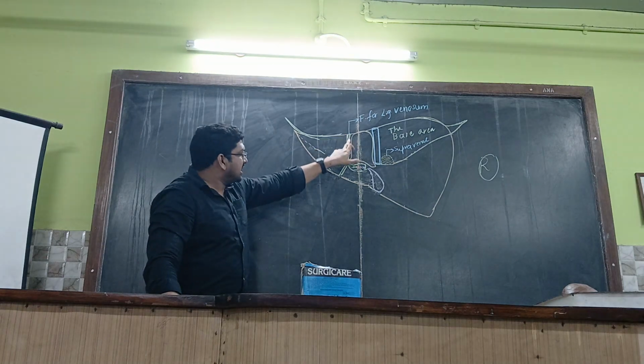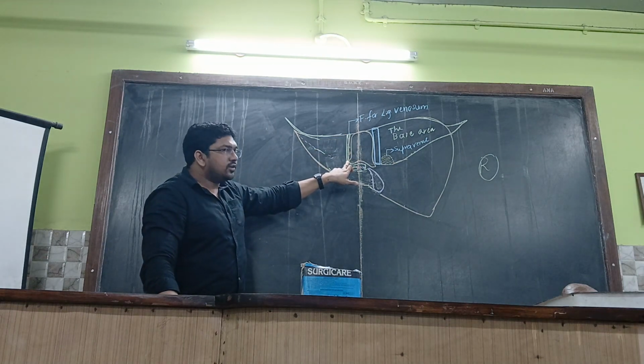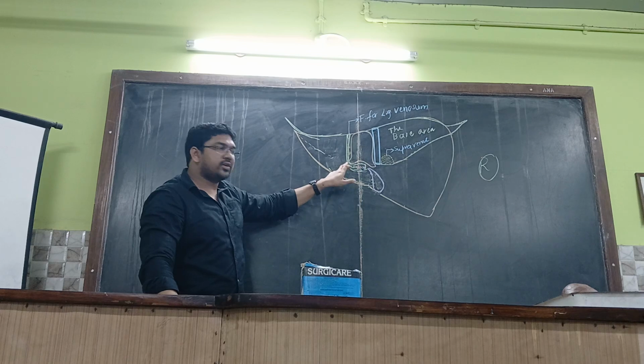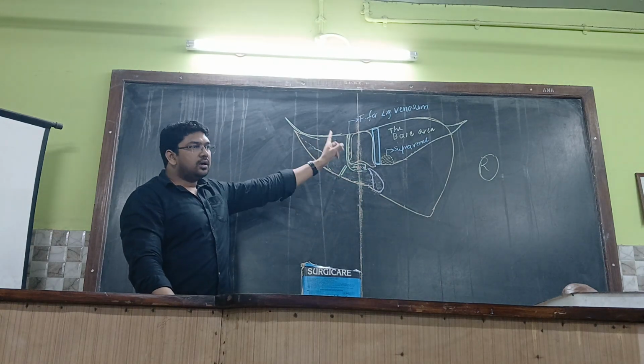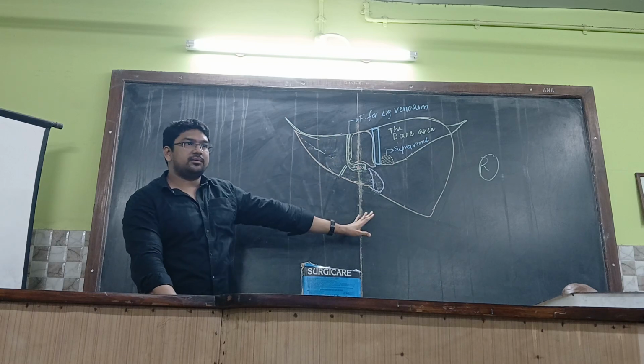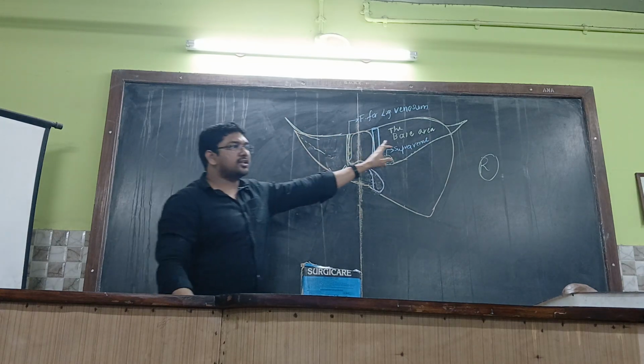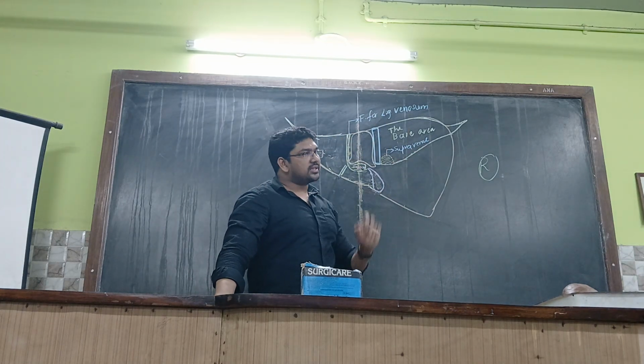Embryological remnants, nothing but the ligamentum venosum over here and ligamentum teres hepatis. These two are the true ligaments over here, and false ligaments are the rest of the ligaments: the right and left triangular ligaments and the coronary ligaments. All these are the false ligaments over here.